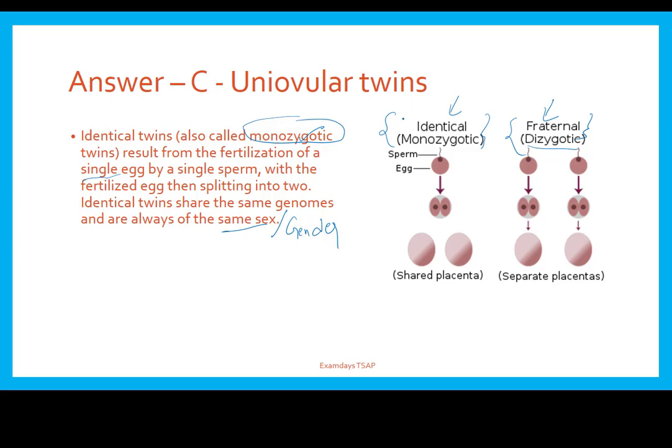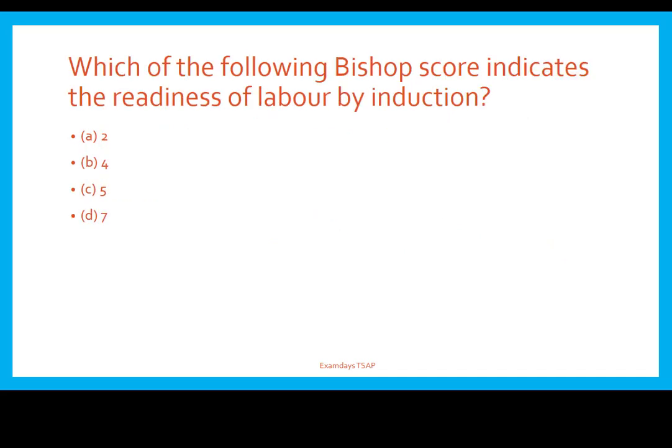Here are given the terms showing the difference: a single egg and a single sperm, and the egg is converted into two, so this is a shared placenta. But here one egg is converted into two parts, but there are separate placentas. So this is the difference between identical and fraternal. Moving on to the next question.